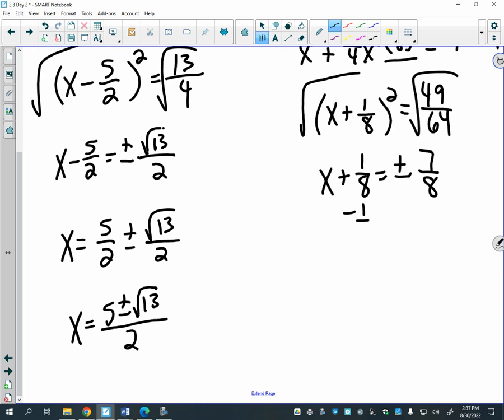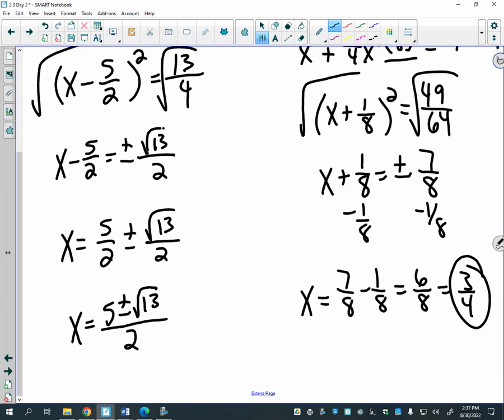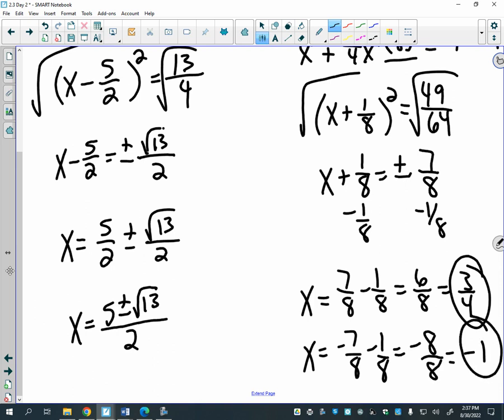So when I subtract the 1/8 over, be careful, you get two answers here. You get 7/8 minus 1/8, which is 6/8 or 3/4. So that's one answer. Or we get negative 7/8 minus 1/8, which is negative 8 over 8 or negative 1. All right? So completing the square, it's going to pop up here and there. So it's important to look at it, okay?